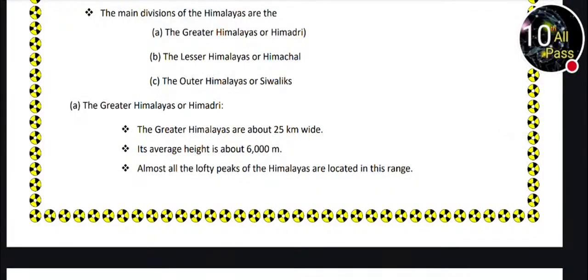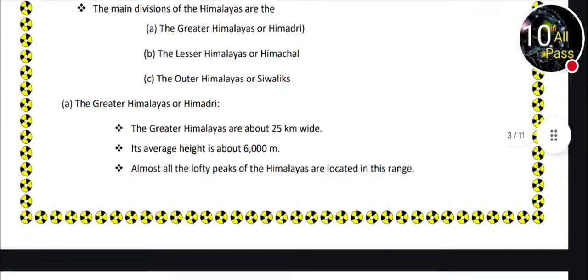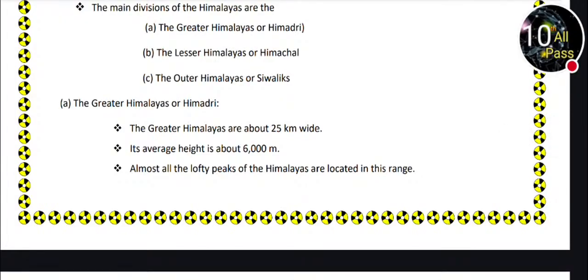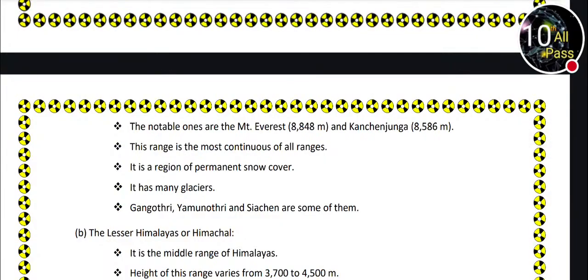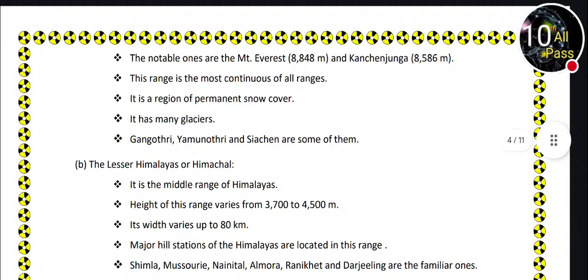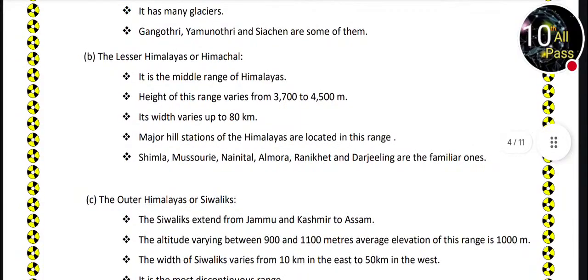The Greater Himalayas are about 25 km wide. Its average height is about 6,000 meters. Almost all the lofty peaks of the Himalayas are located in this range. The notable ones are Mount Everest, 8,848 meters, and Kanchenjunga, 8,586 meters. This range is the most continuous of all ranges. It is a region of permanent snow cover. It has many glaciers. Gangotri, Yamunotri, and Siachen are some of them.